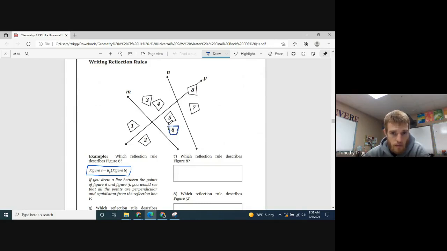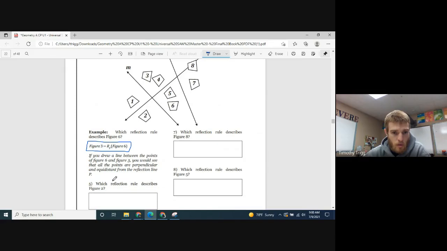And you might notice that all of these figures kind of look the same, right? They're just kind of going all different ways. But if you notice that figure 6, if you reflect across line P, you would end up at figure 3. Okay, so which rule describes figure 6? Well, if you take figure 3 and you reflect across line P, you'll get figure 6. So that's what this is saying. It's saying start off with figure 3 as the pre-image, and then you reflect across line P, and you'll get figure 6. Okay, I hope that kind of makes sense.